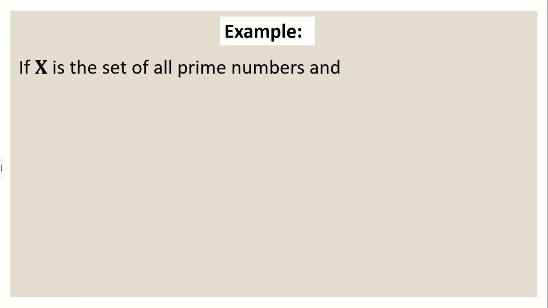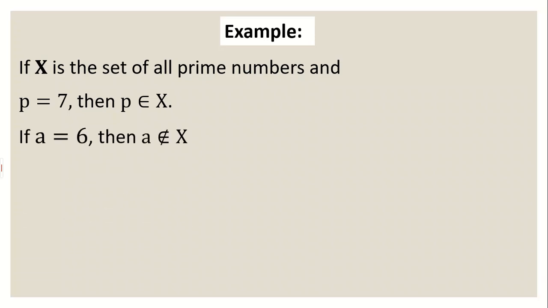Okay, let's take a look at this short example. It said if X is the set of all prime numbers and P equals 7, then P belongs to X. Is that correct? Yes, it is, because 7 is a prime number. So if P equals 7, it means P belongs to X, because according to them, X is the set of all prime numbers. So that's correct.